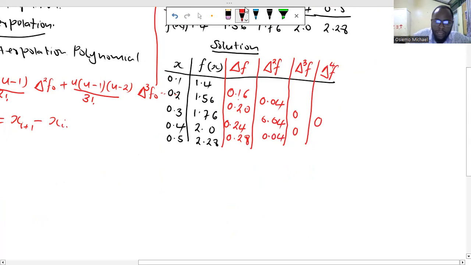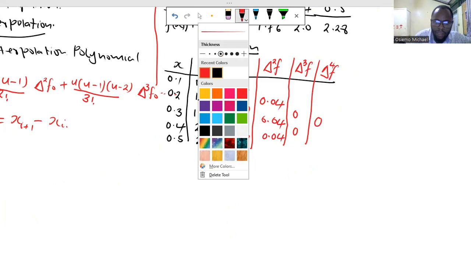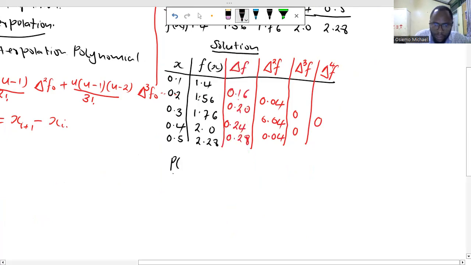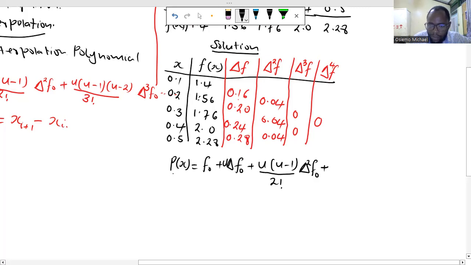Now, we are saying the forward difference polynomial is given by P of x is equal to f naught plus u, the first change of f naught, plus u into u minus 1 over 2 factorial, then the second difference here, and then plus u into u minus 1, u minus 2, all this over 3 factorial, then the third forward difference at naught.